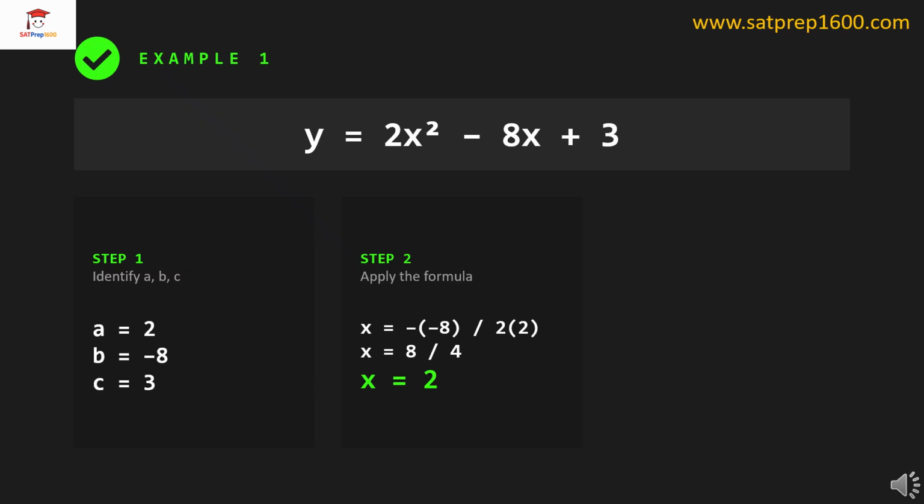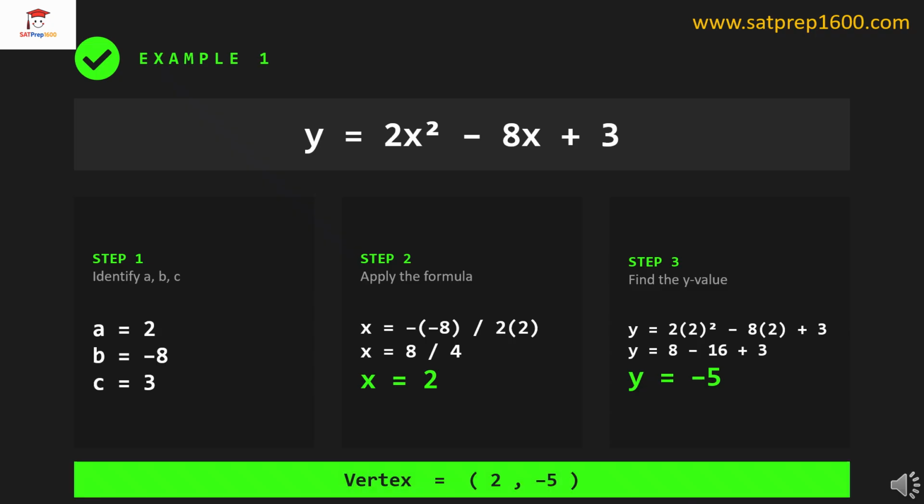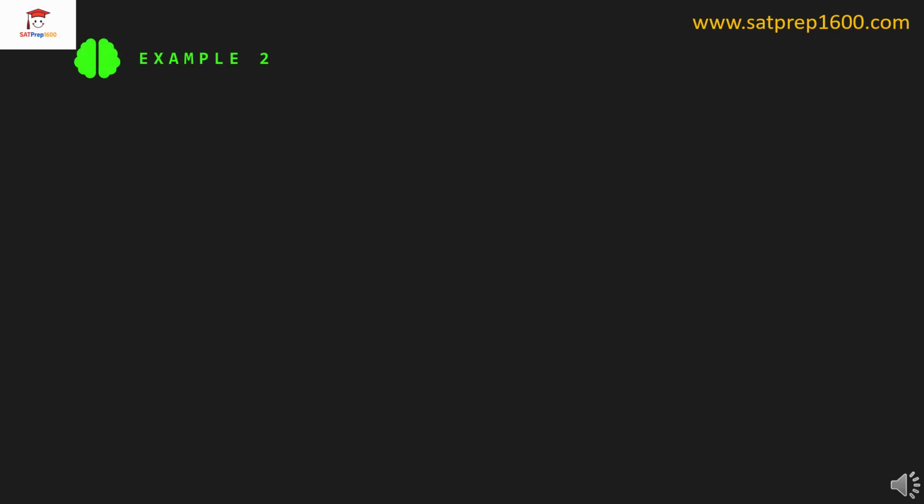Step 3. Plug x equals 2 back in. y equals 2 times 4, minus 8 times 2, plus 3, which is equal to 8 minus 16 plus 3, equals minus 5. The vertex is (2, minus 5). Done in seconds. Now let's reinforce with a second example.